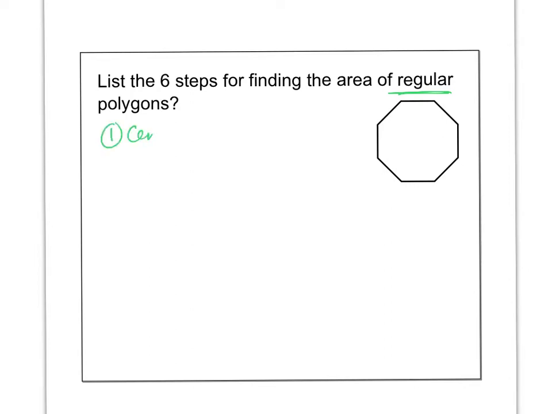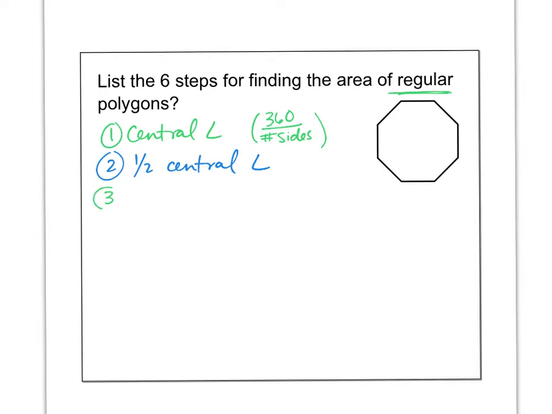Step 1 is you find the central angle. Normally you do 360 divided by the number of sides. Step number 2 is you take half of the central angle. So whatever your answer was in number 1, you take half of that. Step number 3 is you find the base of a triangle.